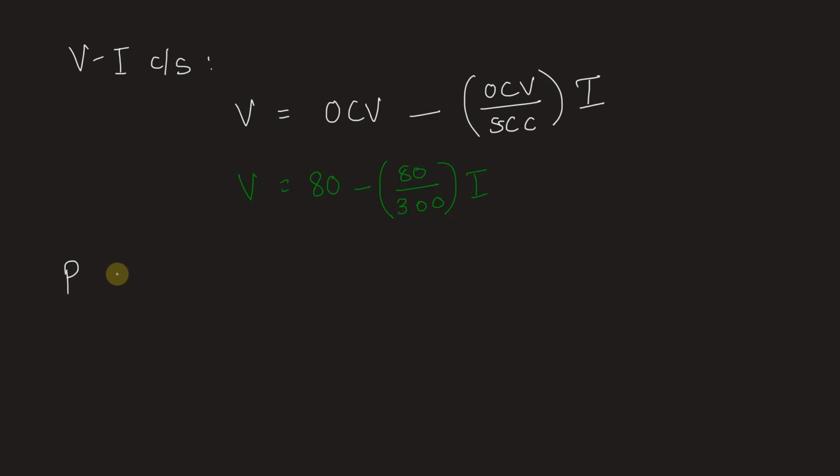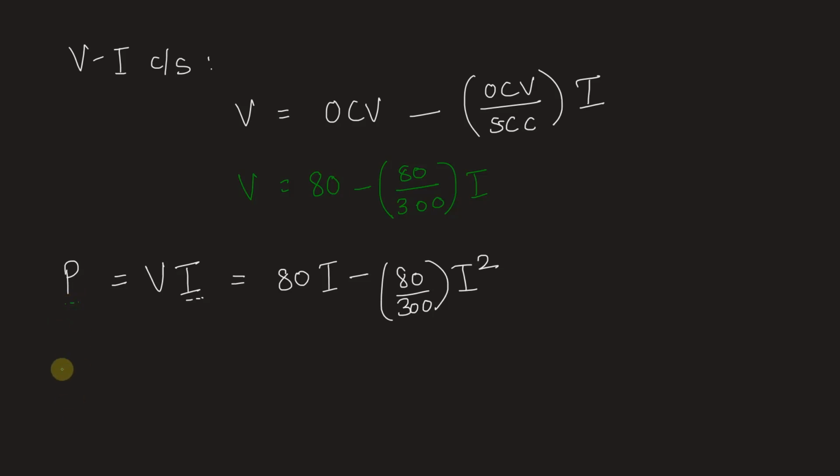Arc power is equal to voltage into current, V into I. Let's substitute this value of V here. We have this as 80 in multiplication with I, so we can write 80I minus 80 by 300 as it is, I into I gives us I square. Now we are being asked to find the current corresponding to maximum power.